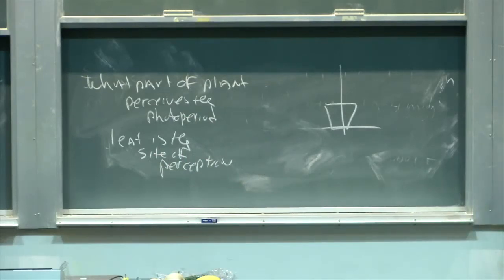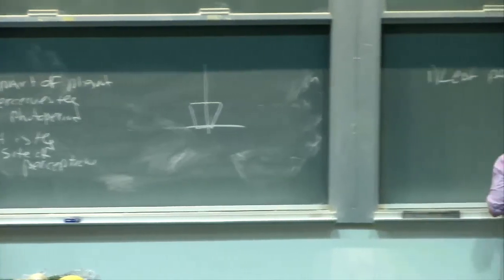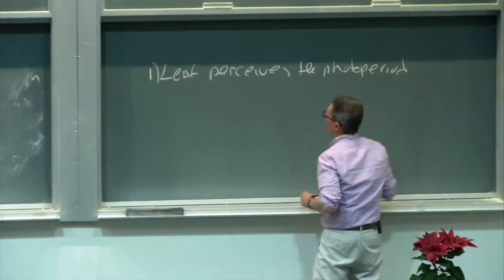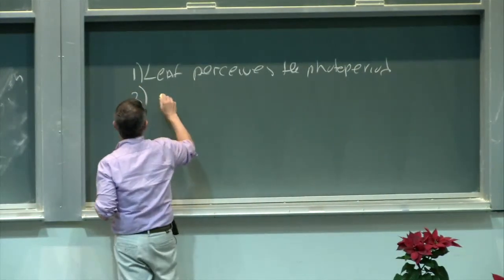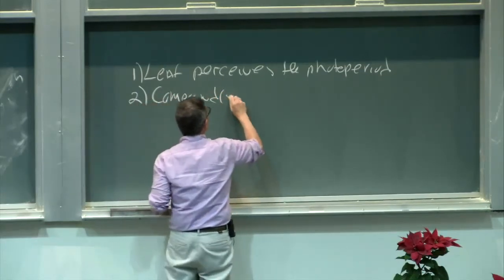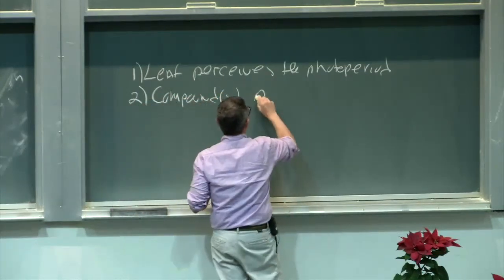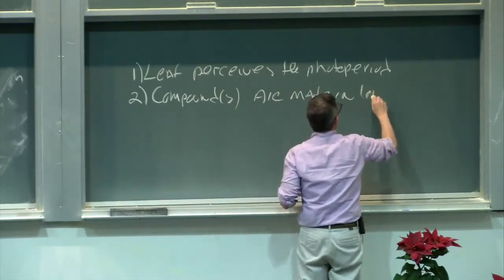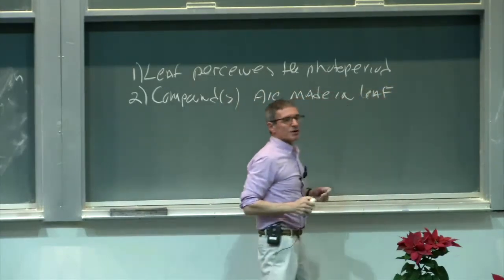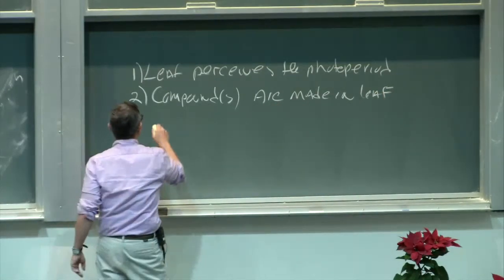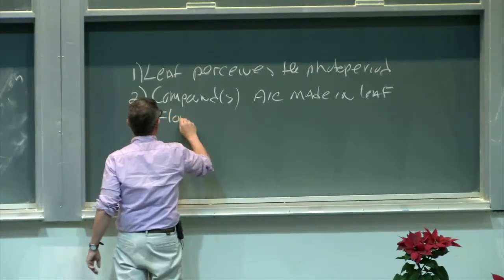The leaf perceives the photoperiod. As a result, a compound, which was not known at that time, a compound or compounds are manufactured in the leaf. And because we didn't know what the compound was, and because we thought it induced flowering, this mysterious compound was called phloragen.